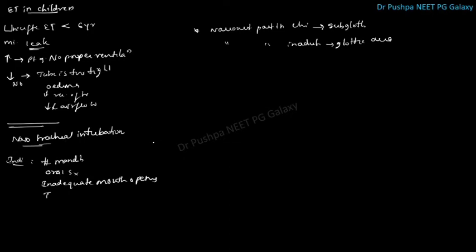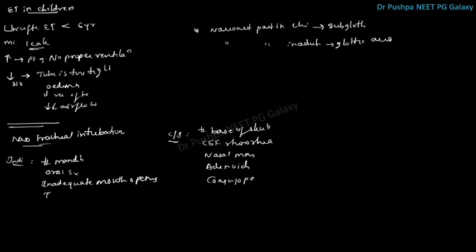What are the contraindications for nasotracheal intubation? If there is a base of skull fracture, CSF rhinorrhea, a nasal mass, adenoids, or any coagulopathy present, these are contraindications for nasotracheal intubation. We have to insert the tube through the nose, so with any nasal pathologies or any skull base fracture, we should not use a nasotracheal tube.